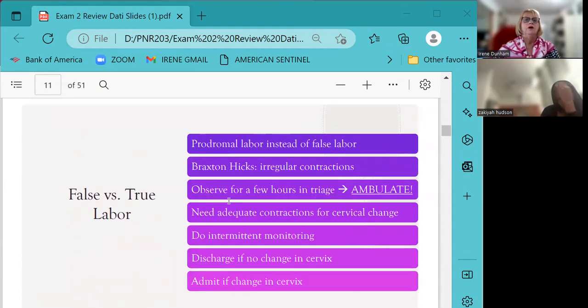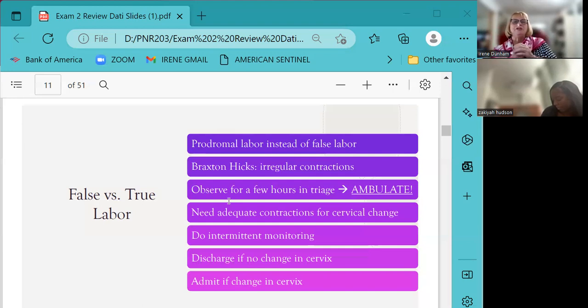All righty. So we're going to move right into false versus true labor. Now, let me just tell you something. The easiest way to remember this is in true labor, you're going to have cervical changes. Write that down. True labor, you're going to have cervical changes. So you're going to have cervical effacement and cervical dilation. So something's going to happen. Those contractions, those powers have been strong enough to dilate that cervix. So that's true labor.